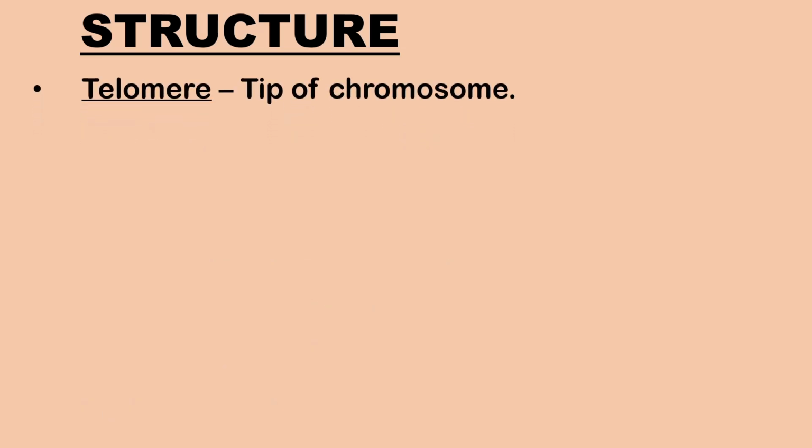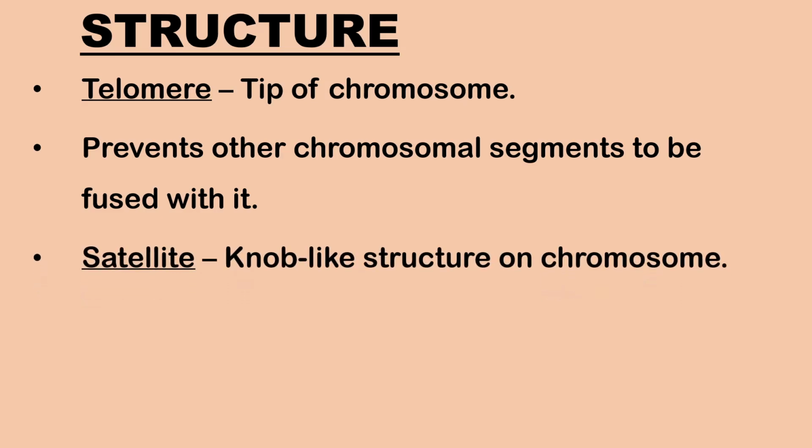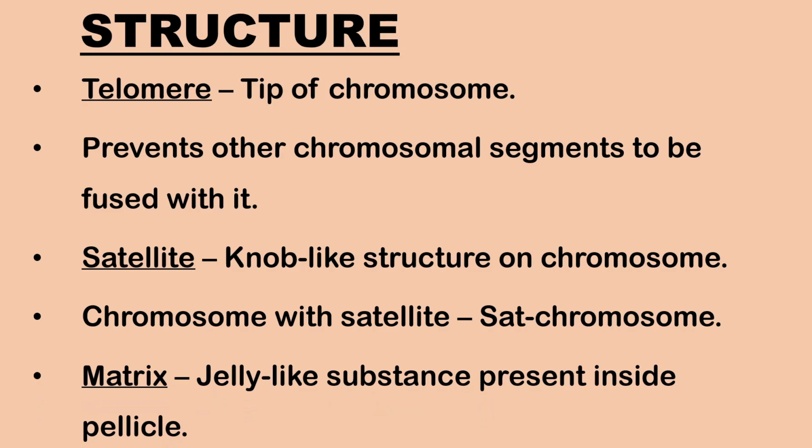Telomere is the tip of the chromosome. It prevents other chromosomal segments from being fused with it. The chromosome may possess a round, elongated or knob-like structure known as satellite. The chromosome with the satellite is known as SAT chromosome. Matrix is the jelly-like substance present inside the membrane called pellicle, which surrounds the chromosome.